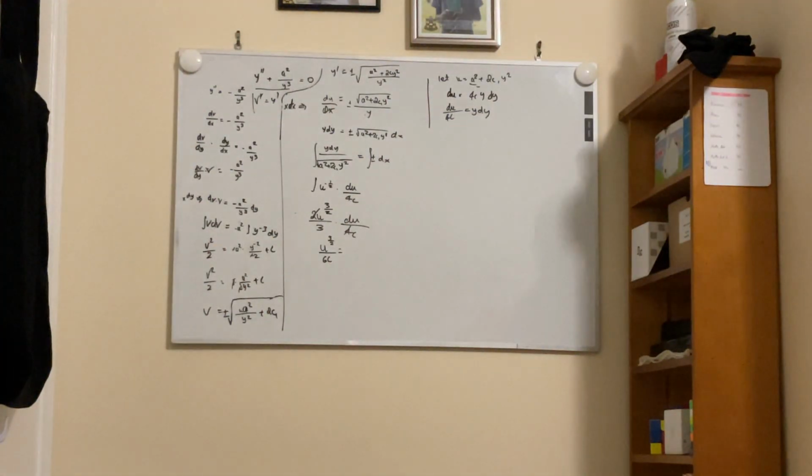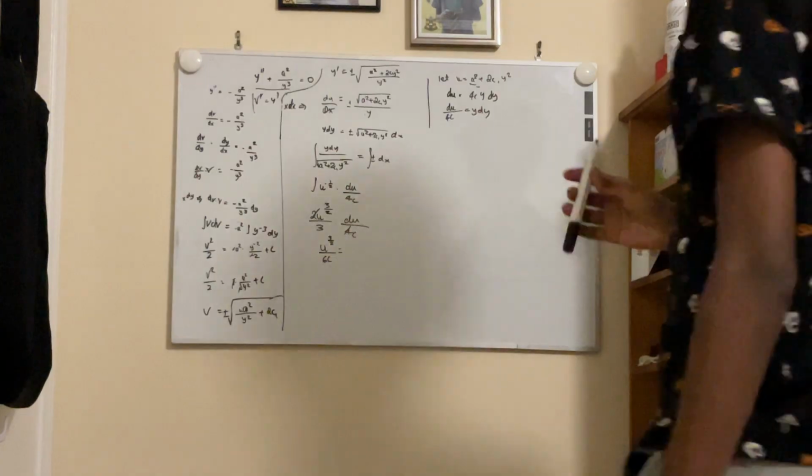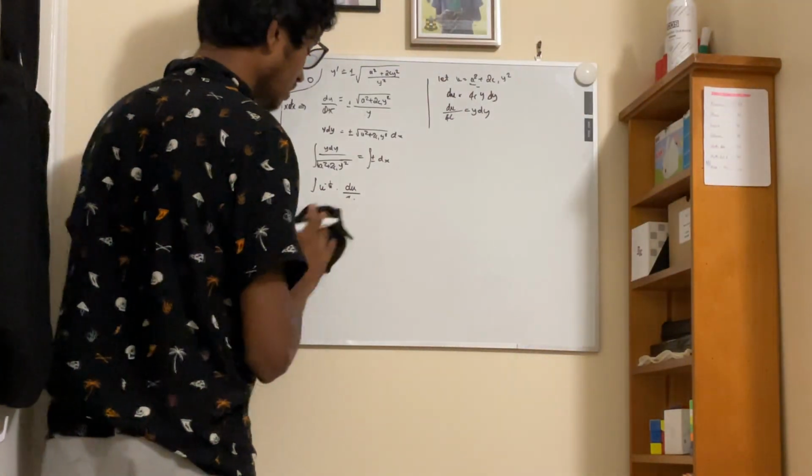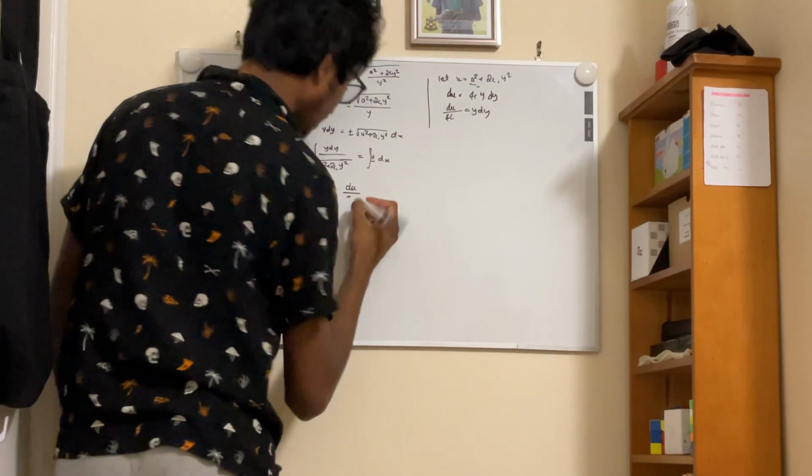But why? What am I still doing wrong? They have square root of u. Oh, did they just flip it? Let me see. Like, we can continue, but I just want to get their exact answer.